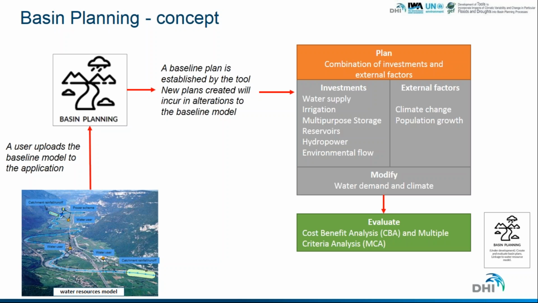A user can choose to add, see in this gray box there, any of those types of investments, so water supply, irrigation, hydropower, and combine them with a climate change scenario or a population growth scenario. And so through the basin planning tool, after making these choices, this will be translated into modified values of water demand and a modified representation of climate conditions. And at the end, we will apply two types of analysis. We aim at applying CBA cost-benefit analysis and multiple criteria analysis.